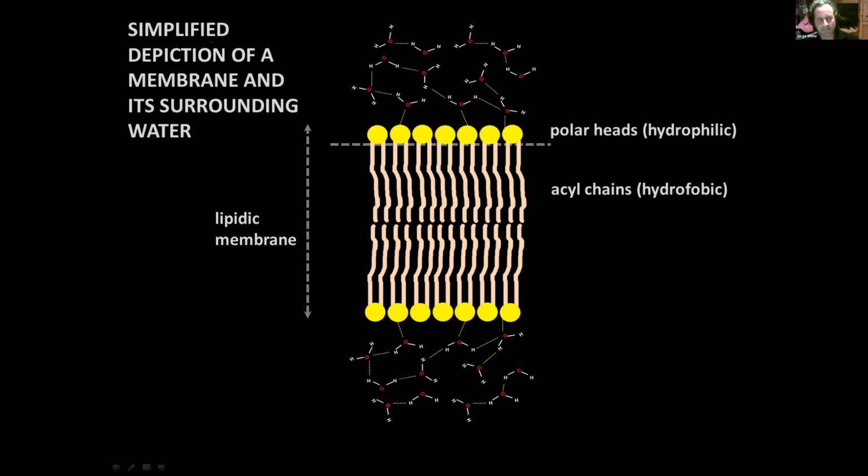This is a simplified depiction of a membrane where we have, as we all know, the acid chains, the hydrophobic part of the membrane, and the polar head, which represents the hydrophilic part, very well explained by Professor Di Salvo. And I was interested in studying what happens with the water in the interface between the bulk water here and the polar head of the phospholipid.